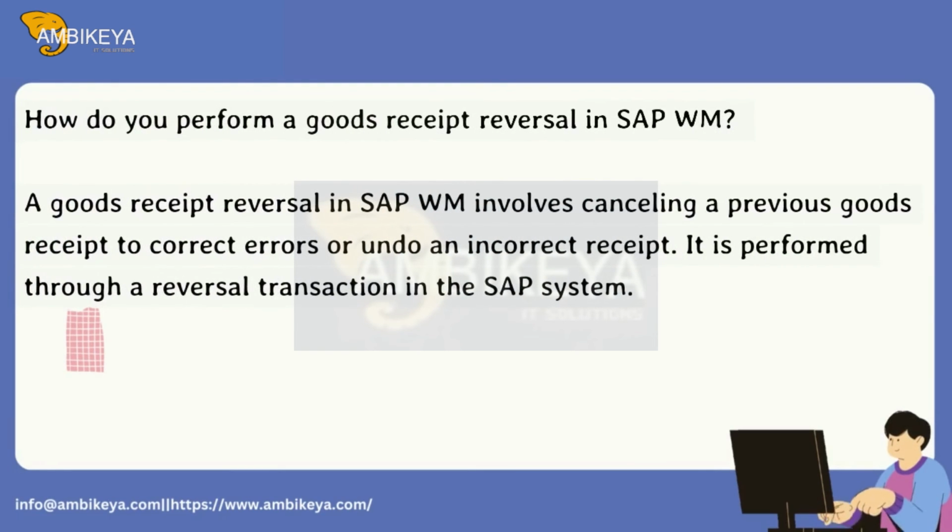How do you perform a goods receipt reversal in SAP WM? A goods receipt reversal in SAP WM involves canceling a previous goods receipt to correct errors or undo an incorrect receipt. It is performed through a reversal transaction in the SAP system.